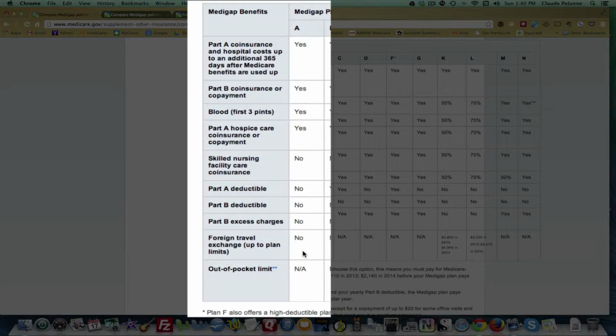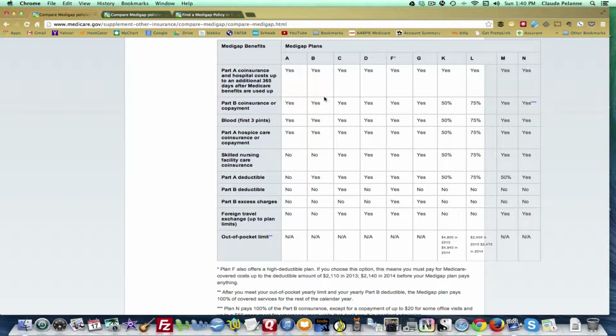Foreign travel, you leave the country, you're not covered under Medigap Plan A. And out of pocket, there's no information there. So that's Plan A. Now, what about Plan B? Well, let's take a look at Plan B through N now.